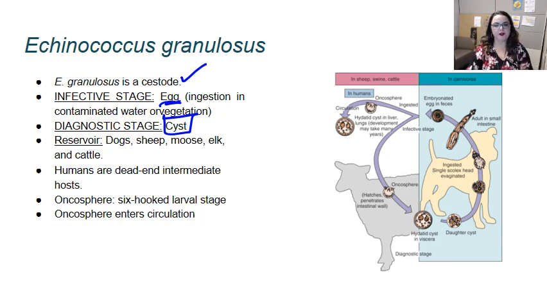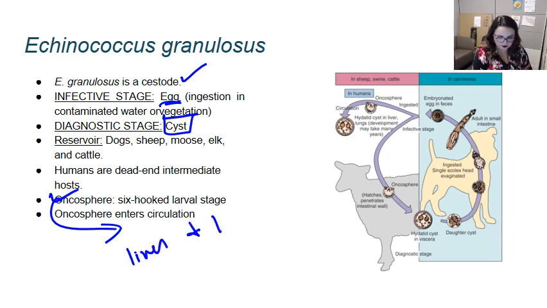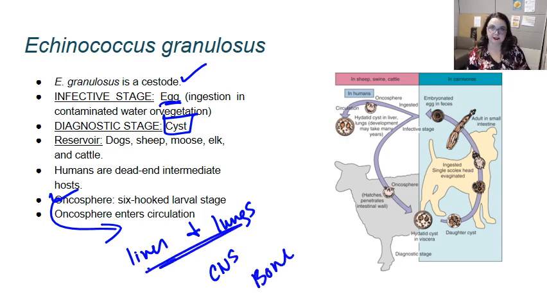So when the eggs are ingested, once again, they're going to develop in the human into that oncosphere, and it's the oncosphere that's actually going to lead to disease. The primary sites for this oncosphere to circulate to are actually the liver and the lungs. They are known to also penetrate the CNS and the bone, but liver and lungs are your main sites.